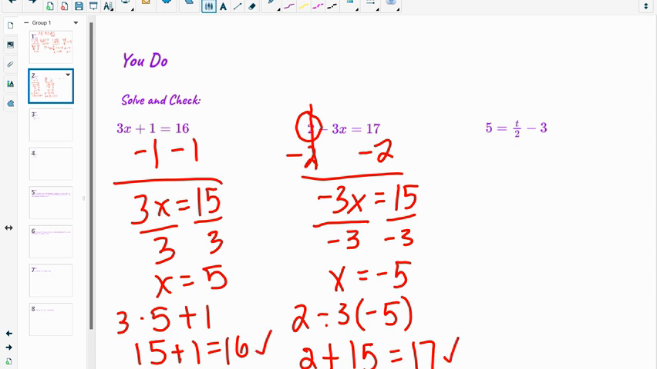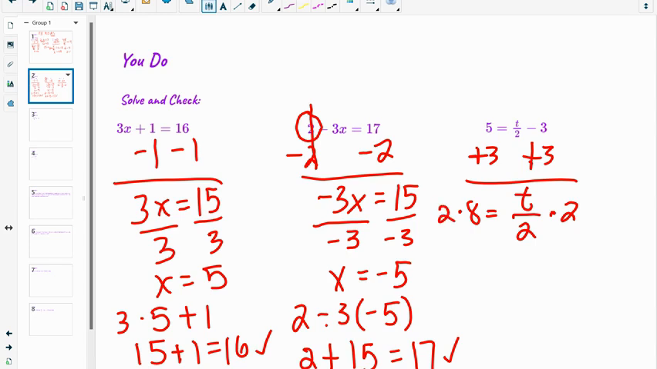All right. Last example. Once again, we've got this minus 3 here, so we'll go ahead and add 3 to both sides. We get 8 is equal to t over 2. And remember, t over 2, that's division, so we're multiplying by 2. And we get 2 times 8 is 16 equals t. So our final answer is 16.